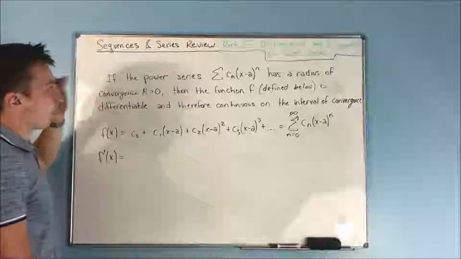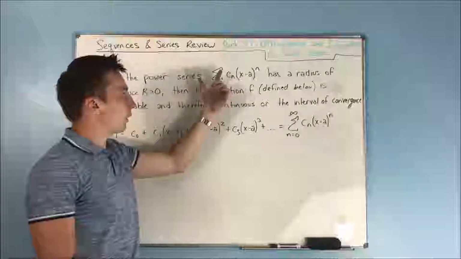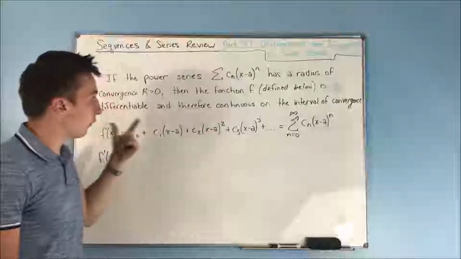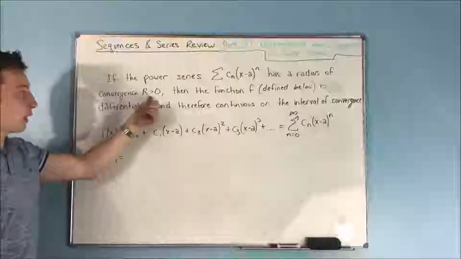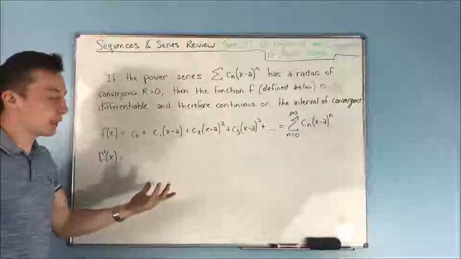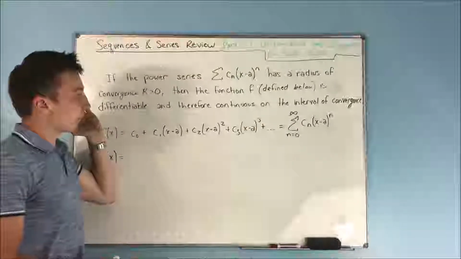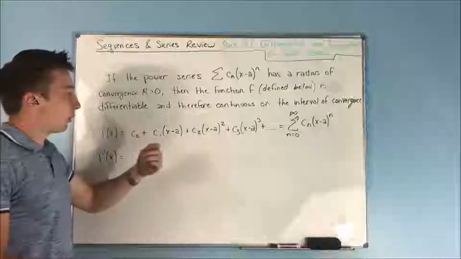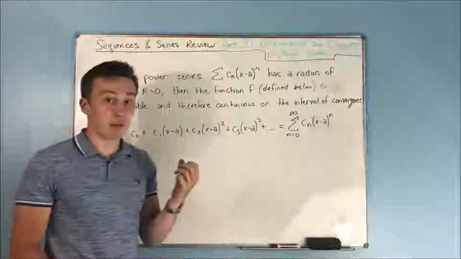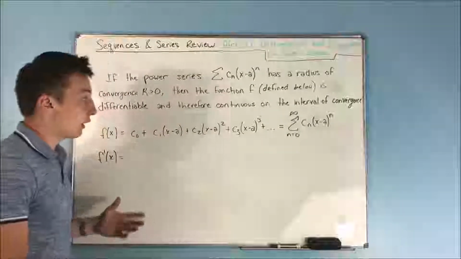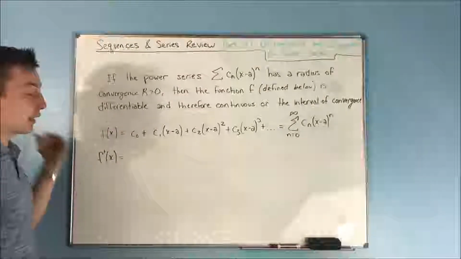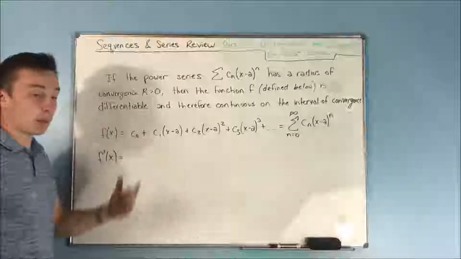If the power series, the sum of c sub n times x minus a to the nth power, has a radius of convergence r greater than 0, so just a radius of convergence greater than 0, then the function f, which is right here, is differentiable and therefore continuous on the interval of convergence. Now, that's big. That means that we can take derivatives and integrals of power series.